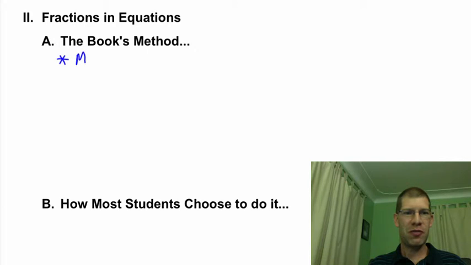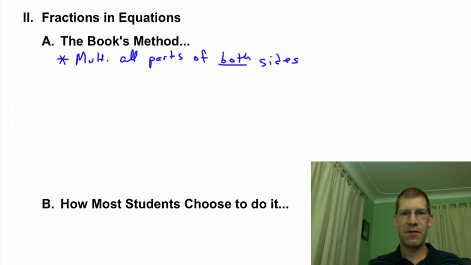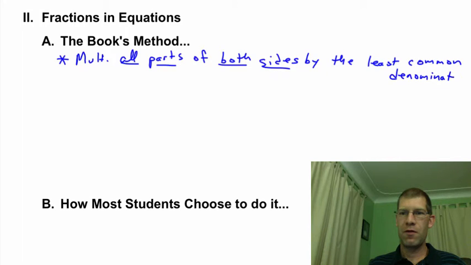But the book says multiply all parts of both sides, and underline the both sides and the all parts, because people make a mistake doing the book's way. It's usually they don't multiply all parts of both sides. They forget a side or they forget a column. But multiply all parts of both sides by the least common denominator.